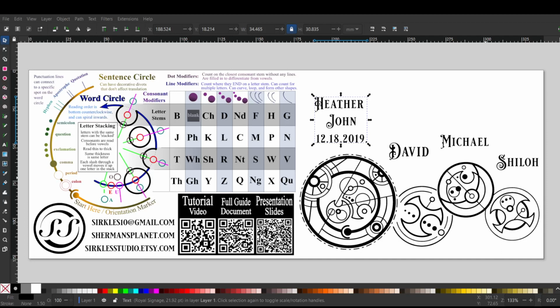Hello and welcome to the transcription explanation of this design. It was done using this cipher, which me and my friend Loren Sherman have been developing since 2011, and it uses a combination of these 4 different shaped letter stems.